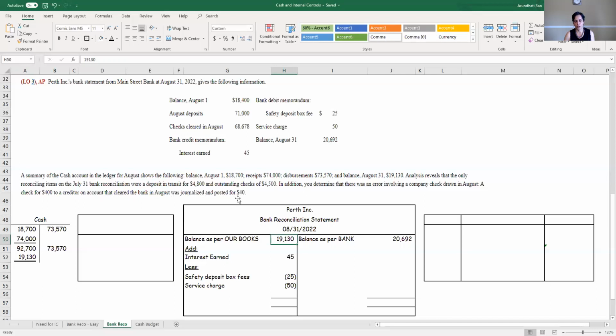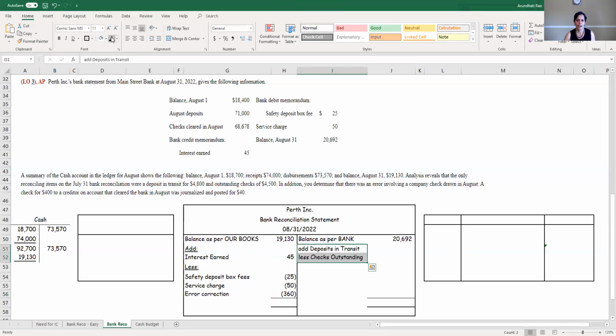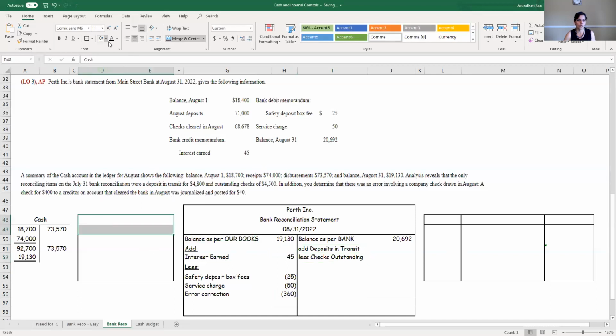So my journal entry was accounts payable debit, cash credit for $40 instead of $400. So my cash account needs to be decreased by an additional $360. That's 400 minus 40. So I'm putting it under the less, and I will say this is an error correction. When we do our adjusting entries, I'll explain how we will work this out. This still doesn't give me the information that I need on this side. I need my deposits in transit and checks outstanding for the current month. So for that, I'll have some notes here on the side that I'm going to explain what I have. I have my cash.